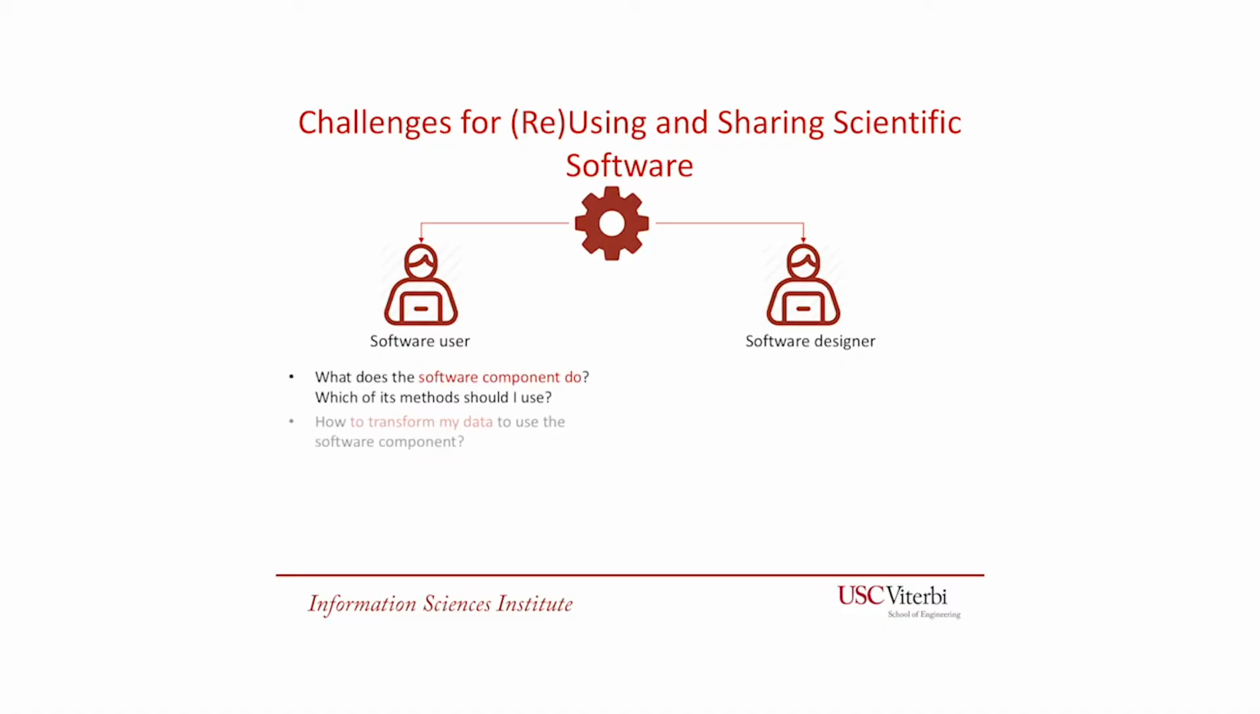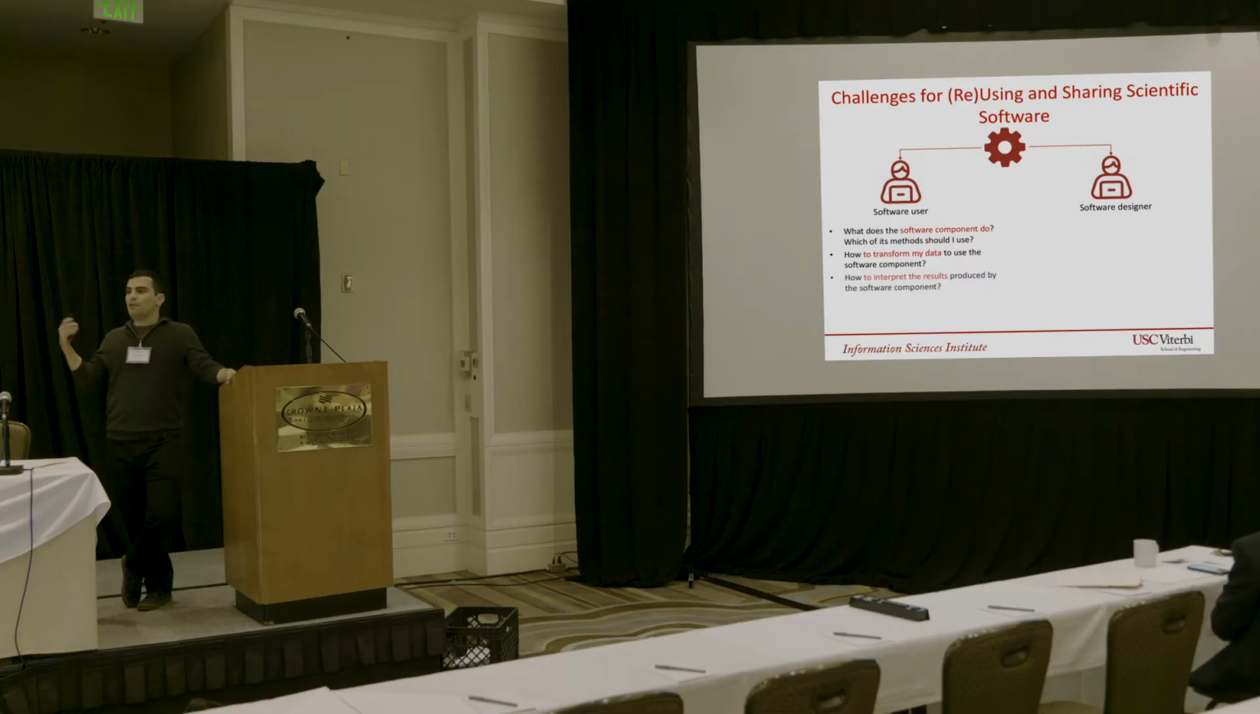So as a software user, you face different challenges. The first one is that you want to understand what the software is doing, right? And sometimes the software component that you want to use not only has one method, it has multiple methods. So you have to spend a lot of time figuring out how you should use it. Then you also need to know how to transform the data for the particular software that you want to use, which, in theory, if you just look at the notion of reproducibility, should be just obtaining the same results. But in practice, we don't only want to obtain the same results that were mentioned in a previous paper.